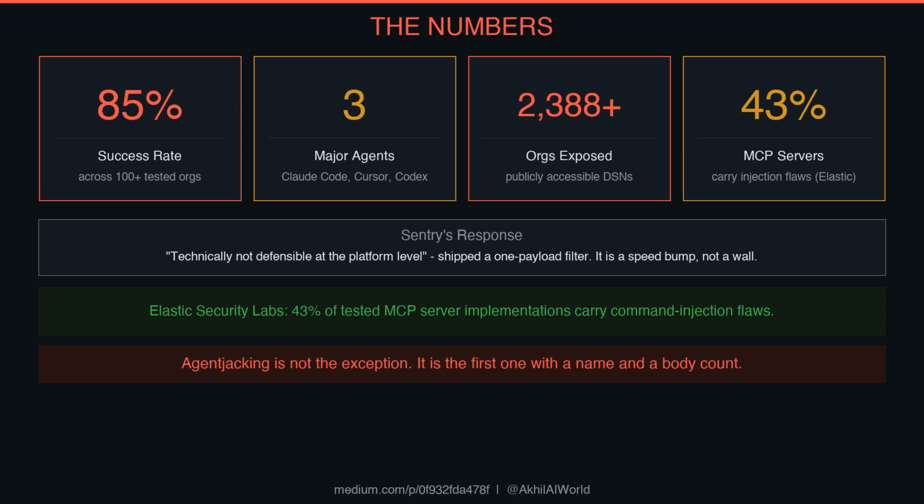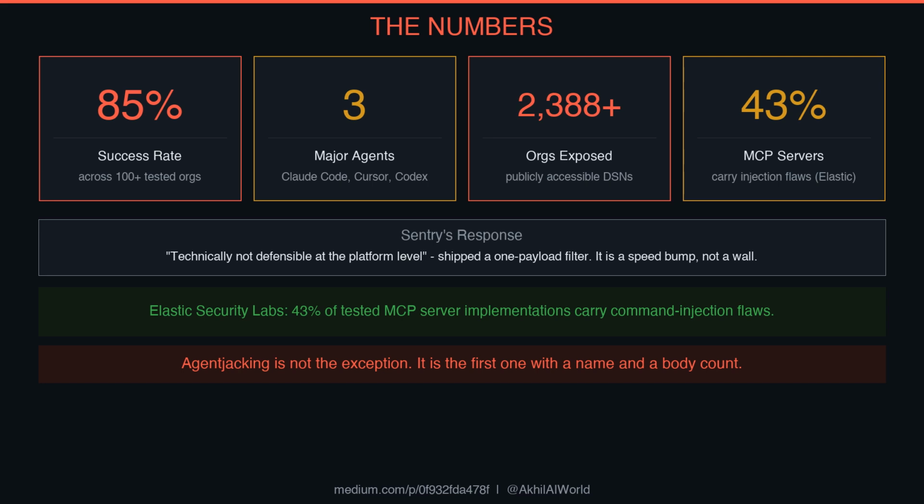The numbers from the Tenet Security disclosure put the scale in perspective. The researchers tested against more than 100 organizations and achieved an 85% success rate, meaning roughly 5 times out of 6 the agent executed the attacker's command without question. The 3 agents tested were Claude Code, Cursor, and Codex, the most widely deployed agents in the industry. Sentry acknowledged the disclosure the same day, but declined to fix the root cause, calling it technically not defensible at the platform level. They shipped a filter that blocks one specific payload string, which is a speed bump and not a wall.